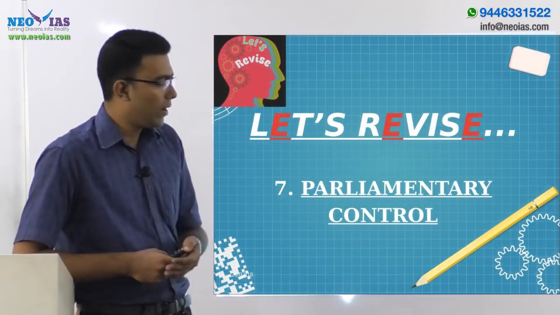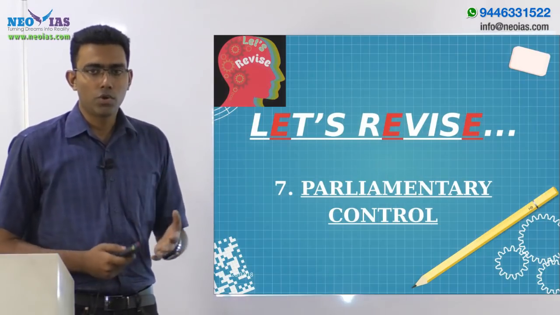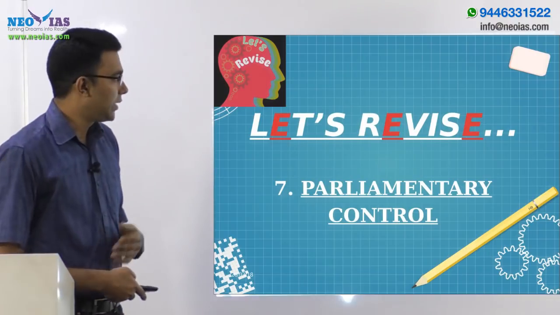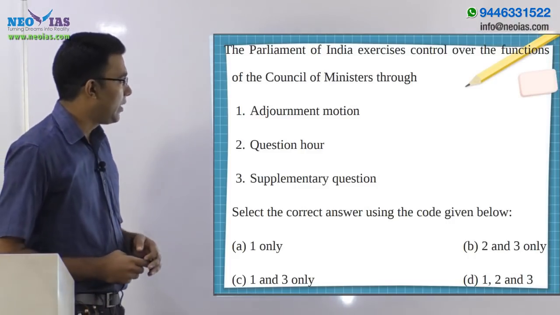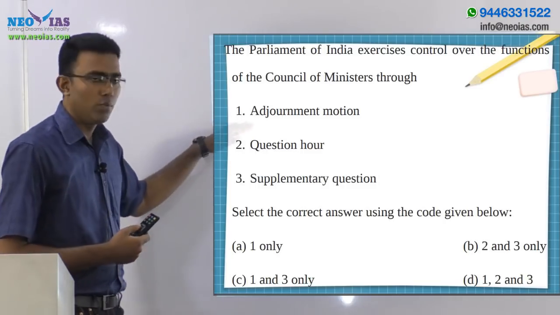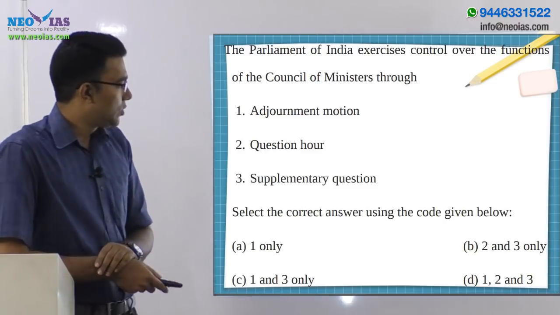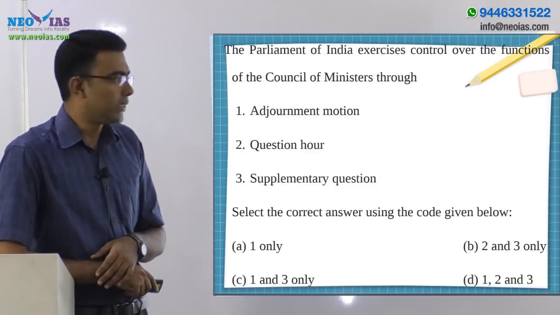Today we will be looking into parliamentary control, or the various devices that are used by Parliament in order to control the executive. The question is a 2017 question. The Parliament of India exercises control over the functions of the Council of Ministers through one, adjournment motion, second, question hour, third, supplementary motion. So these are very important motions we will discuss in detail.